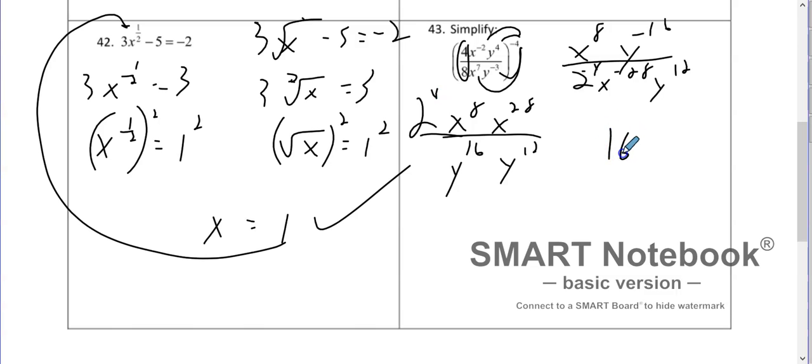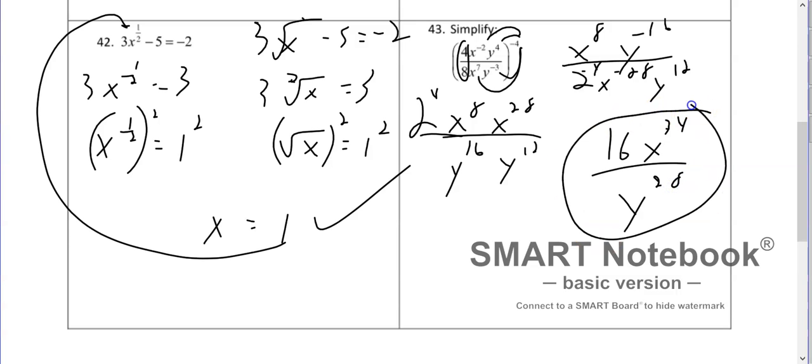So on the top I have 16. X to the 34. Keep the base, add the exponents. Y to the 28. Keep the base, add the exponents. Final answer. And look at that. We're finished.